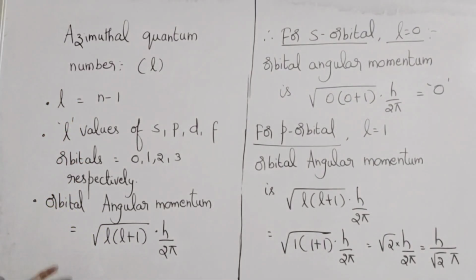So like this, angular momentum of an orbital can be calculated using the formula root L into L plus 1. So this is the information given by what we call azimuthal quantum number, and it is proposed by Arnold Sommerfeld.